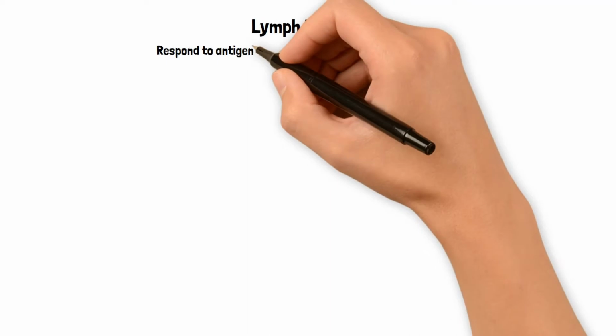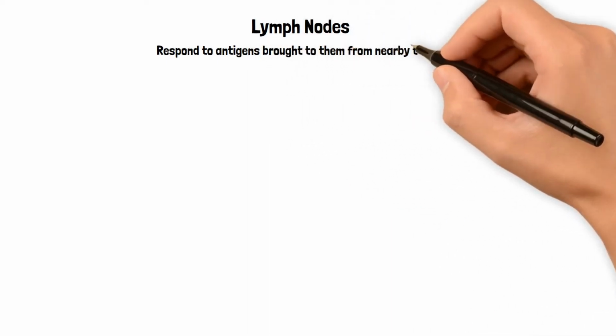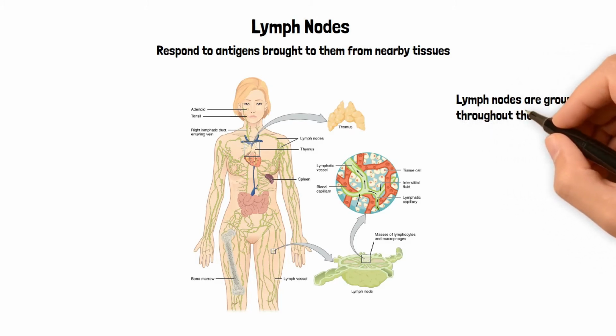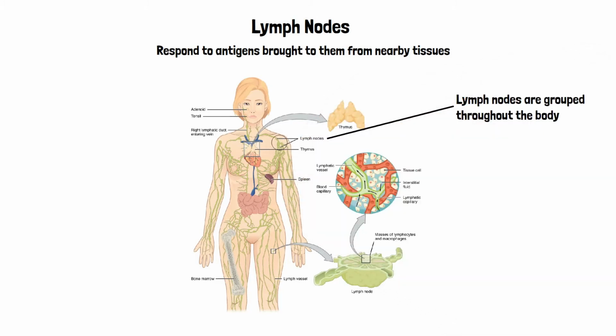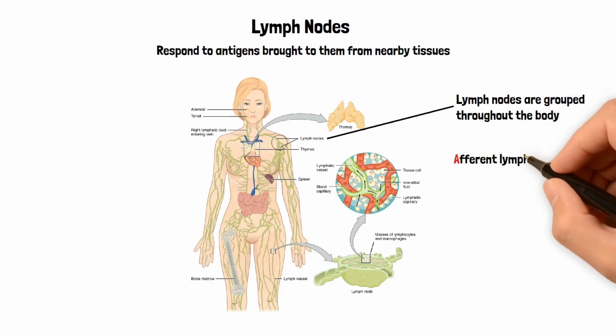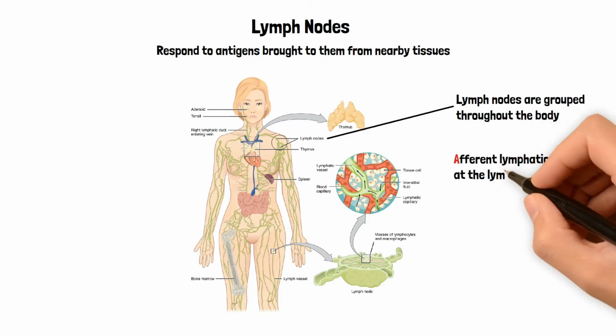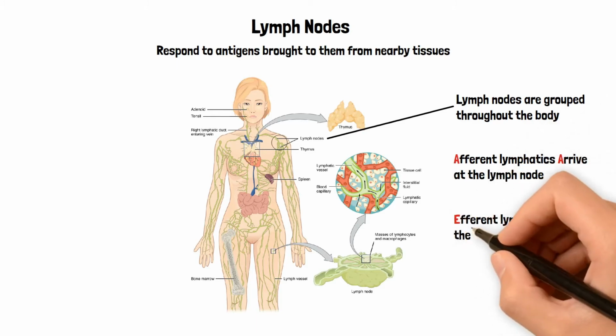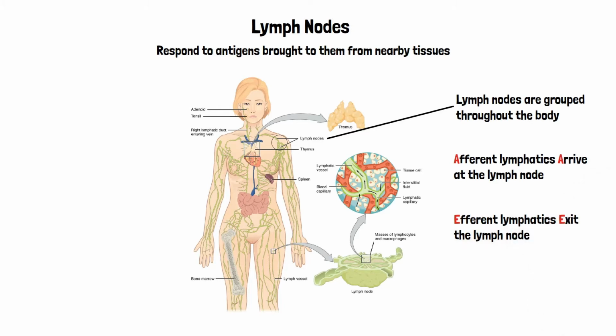Lymph nodes respond to antigens brought to them from the tissues they drain. Lymph nodes are placed in groups throughout the body so that the lymph from those parts of the body drain through the nodes via the lymphatics as the fluid returns to the vascular system by the thoracic duct. Just like there are afferent and efferent blood vessels, there are afferent and efferent lymphatics. Afferent arrive at the lymph node and the efferents exit the lymph node.